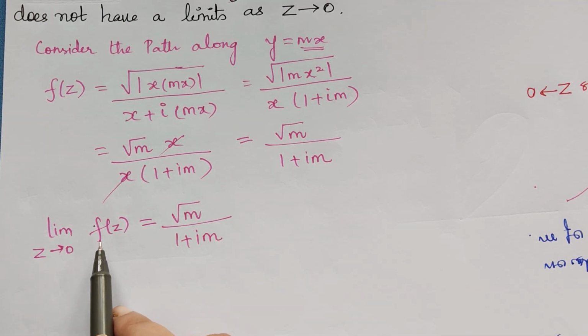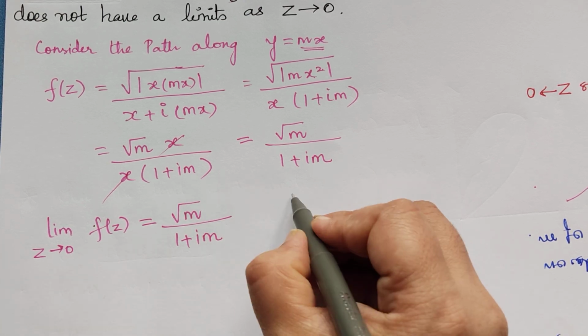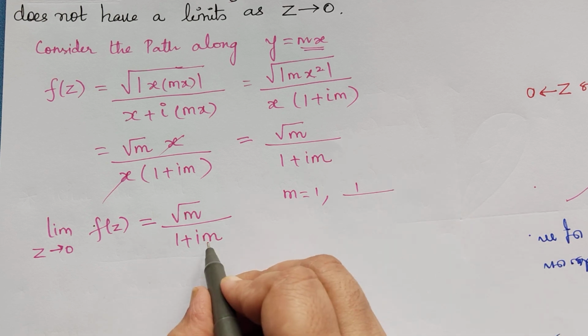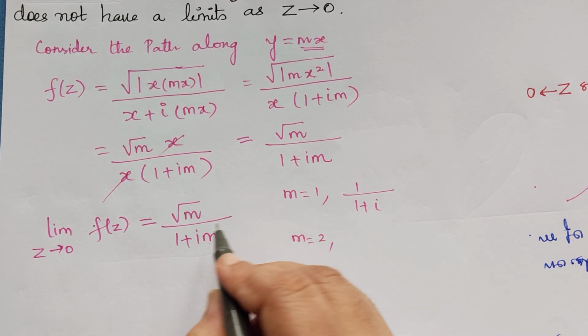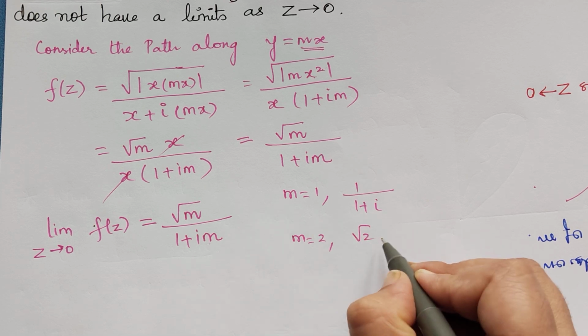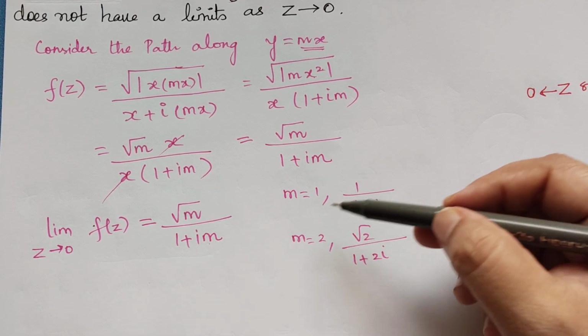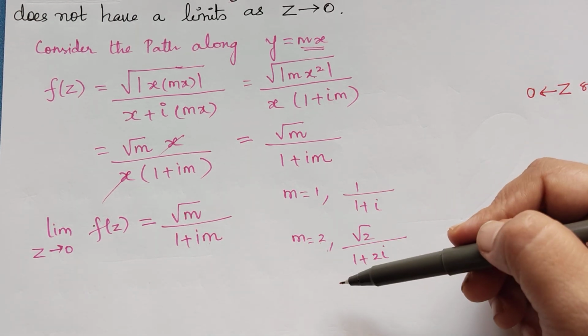And this value of the limit keeps on changing as the value of m changes. That is, when m is 1, what will it be? It will be 1 by 1 plus i. And when the value of m is 2, it will be square root of 2 divided by 1 plus 2i. So the value of the limit keeps on changing as the value of m changes.